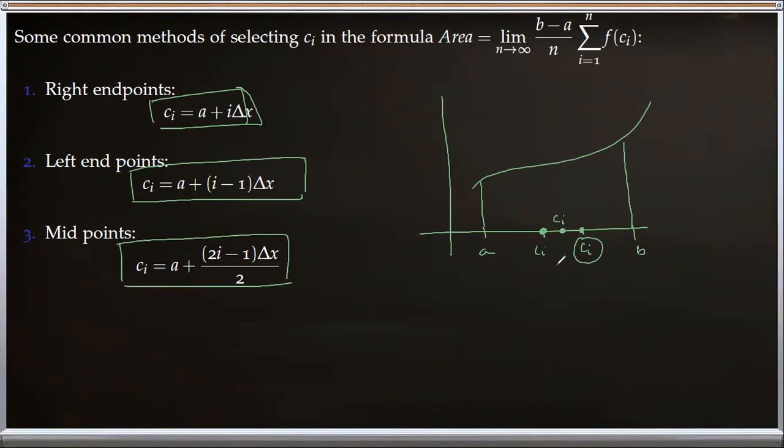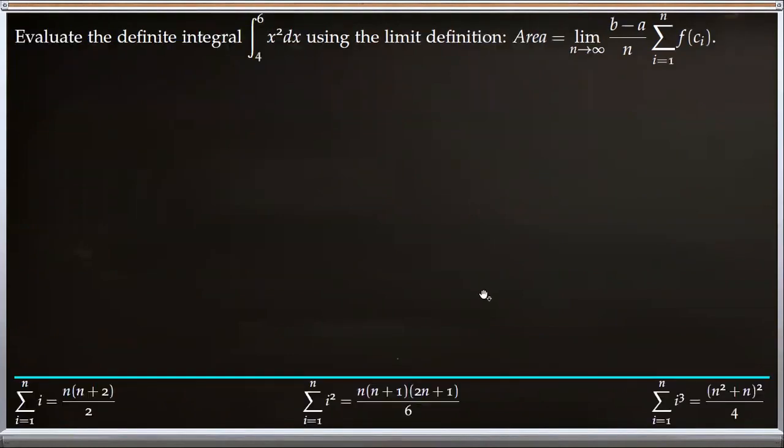So we have these three possibilities. Some people like to look at some other possibilities. So these are not the only options, but these are quite standard ones. Okay, let's look at this example.